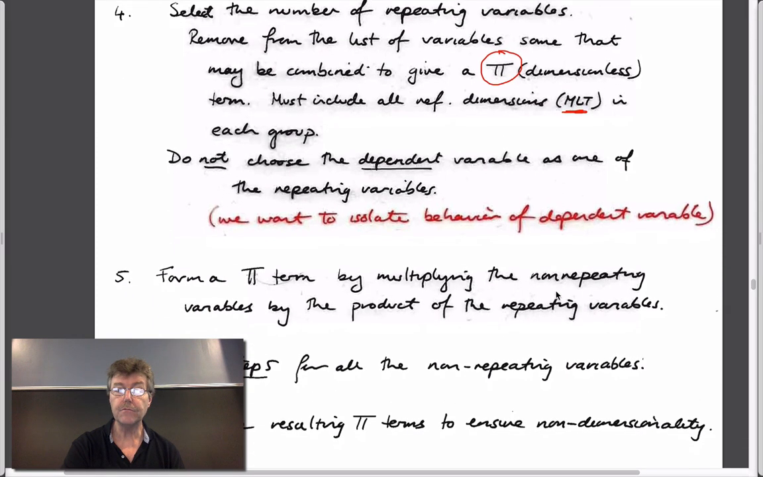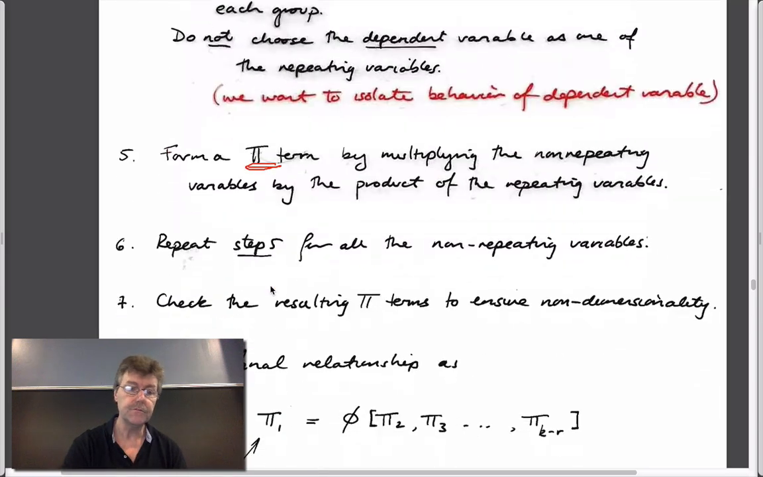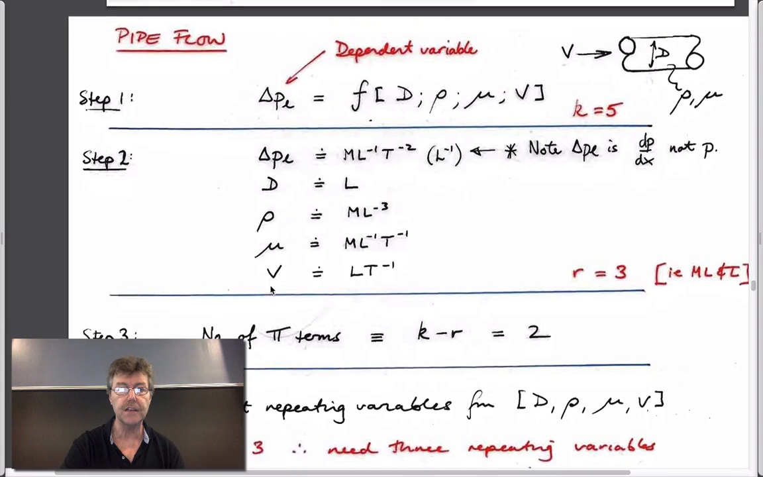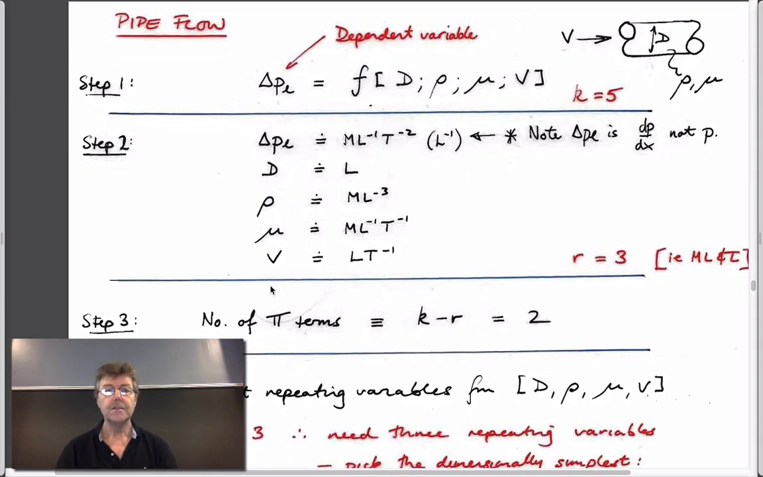And then from that, we figure out what the pi terms are just by working through them and finding out what the dimensionality of those individual terms has to be. So words don't matter. Let's go through it as an example. It's much easier to understand as an example. So this is our problem.